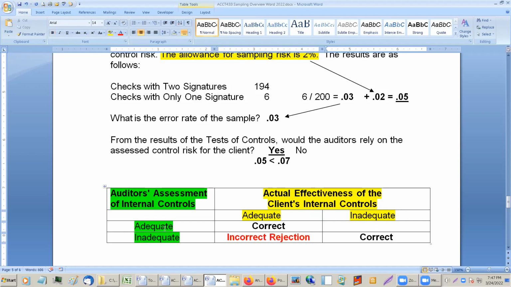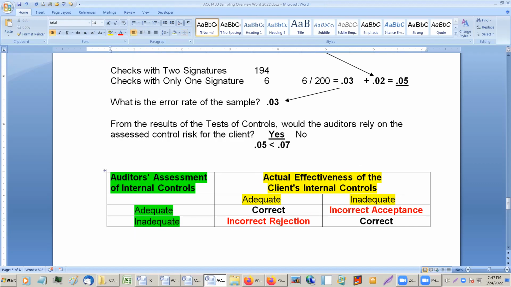Now you could also come up with it that you think they're adequate when actually they're inadequate. This would be an incorrect acceptance. Okay, so these are the problems. These are when your sample does not match the population as a whole. You think it's adequate when it's not. You think it's inadequate when it is.